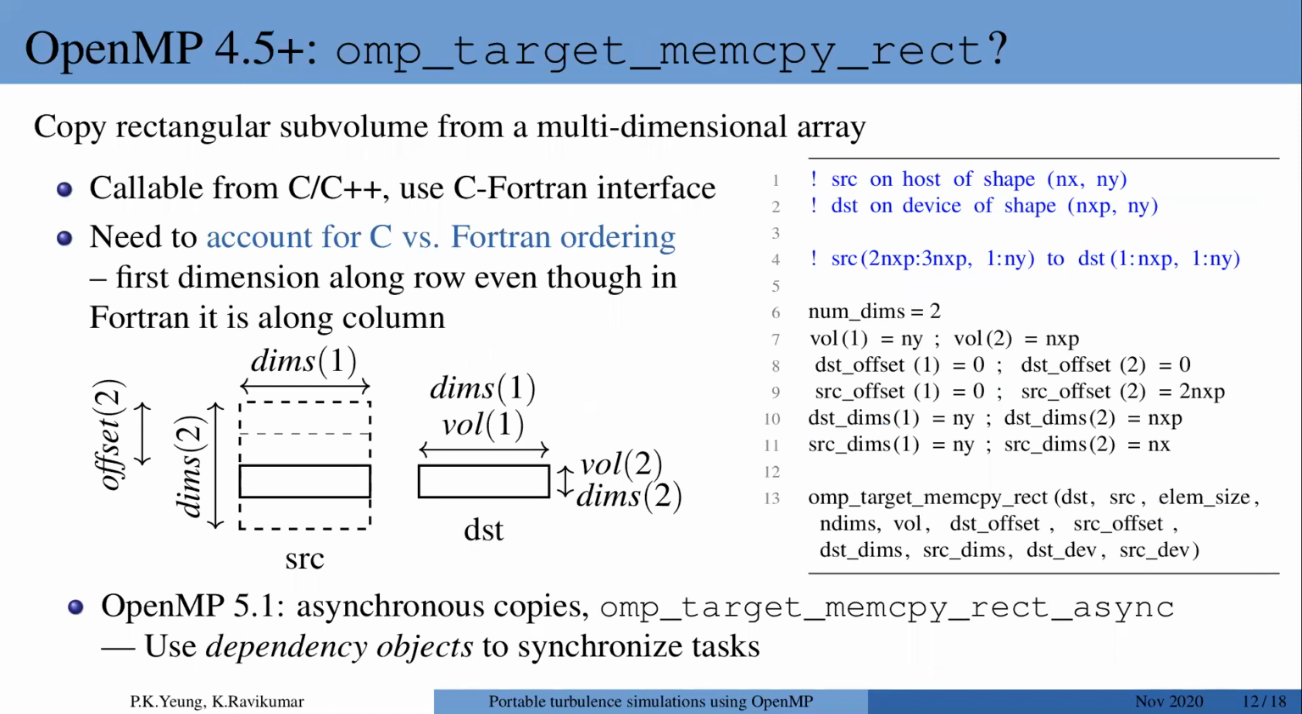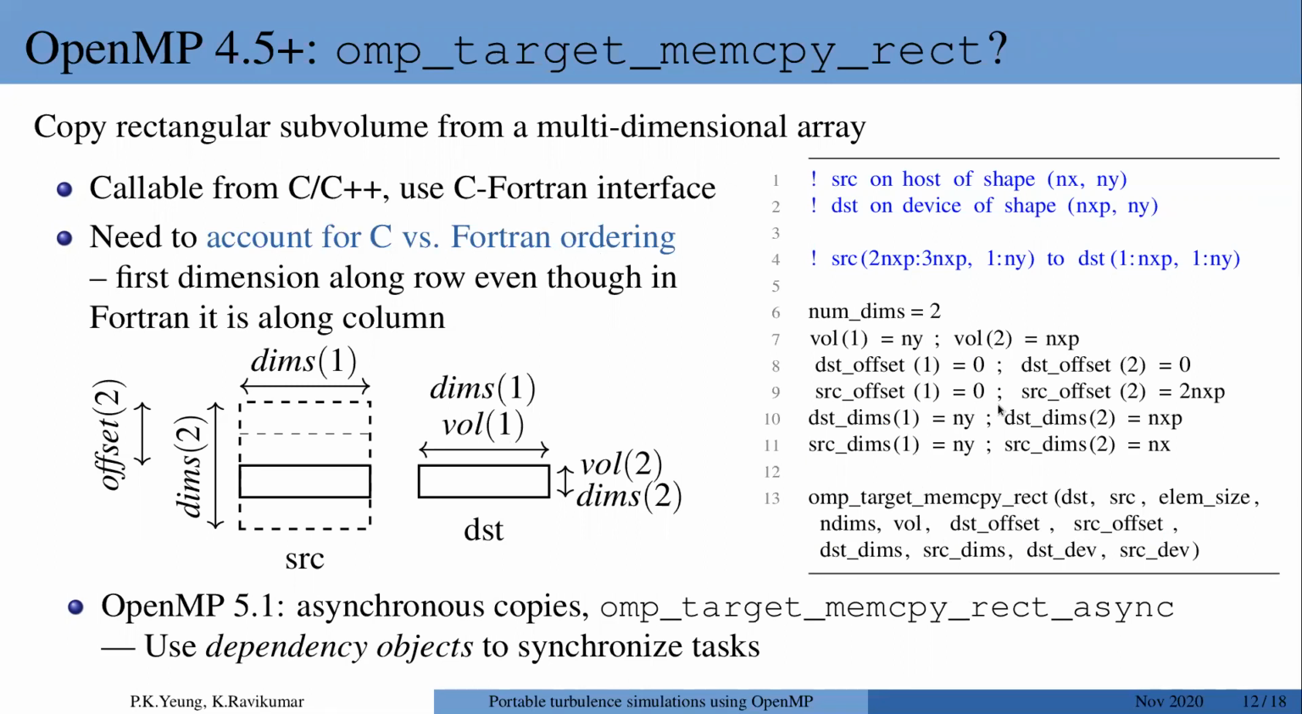So what we decided to use is a device memory routine that is part of the 4.5 and above standard in OpenMP, called the OpenMP target memcopy rectangular, which basically allows us to copy a rectangular subvolume from a larger multidimensional array. But this, according to the OpenMP standard, is only callable from C and C++. So we make use of a C Fortran interface to be callable from Fortran. And we also need to take care of the fact that C and Fortran have different ordering, where C is row major ordering and Fortran is column major ordering.